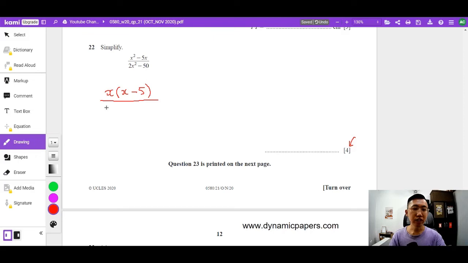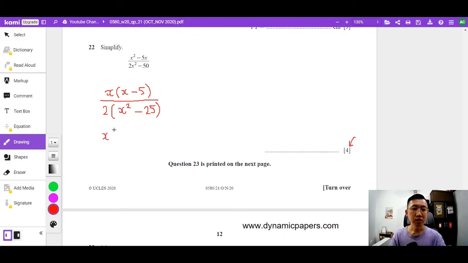2 and 50, can take out 2. And then you realize here is x squared minus 25. Okay, now remember here you can still factorize. Here they are asking you to do the difference of 2 squares. Here is a square number, here is a square, and there must be a minus. Can factorize further the bottom part.